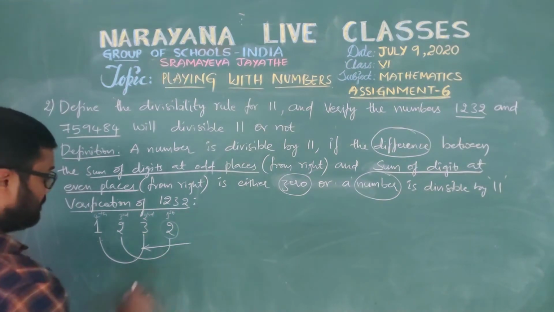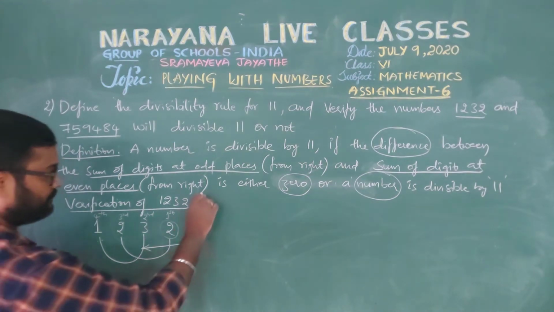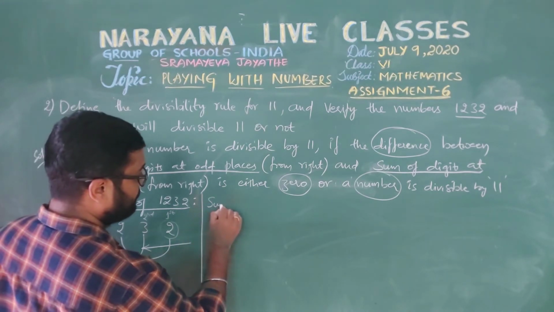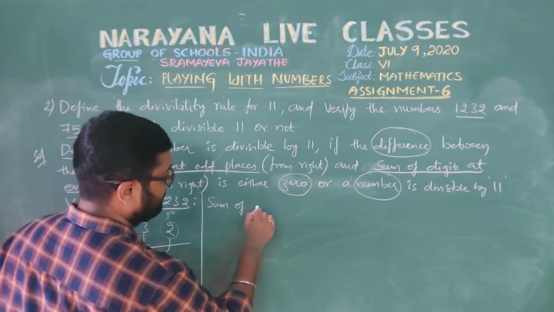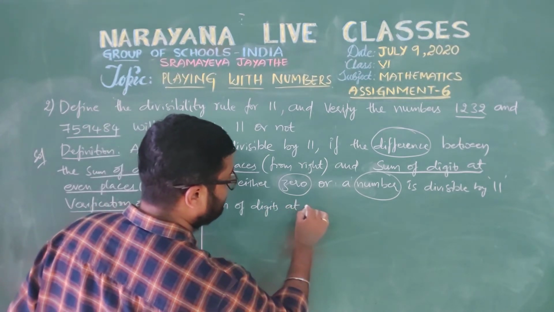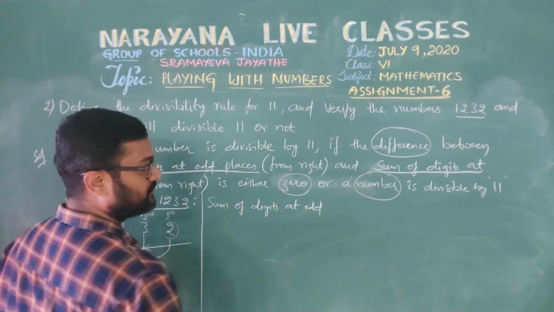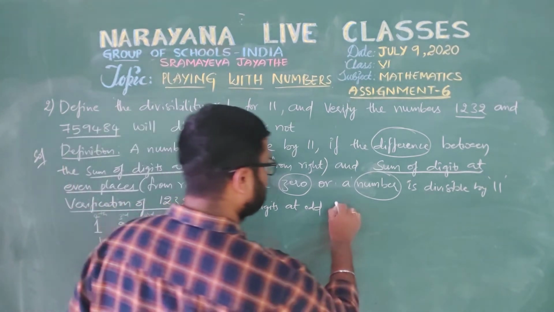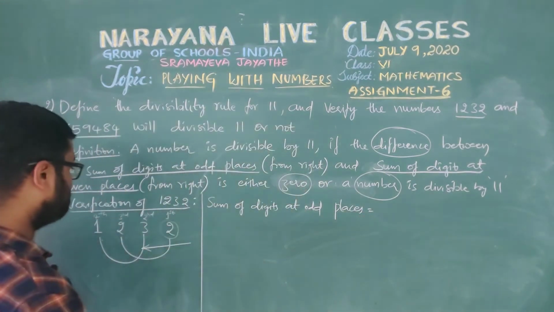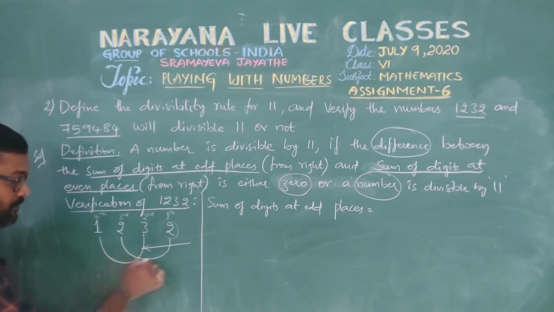So, now here sum of digits at odd places. Sum of digits at odd places is what? See here. 2 plus 2. Isn't it?